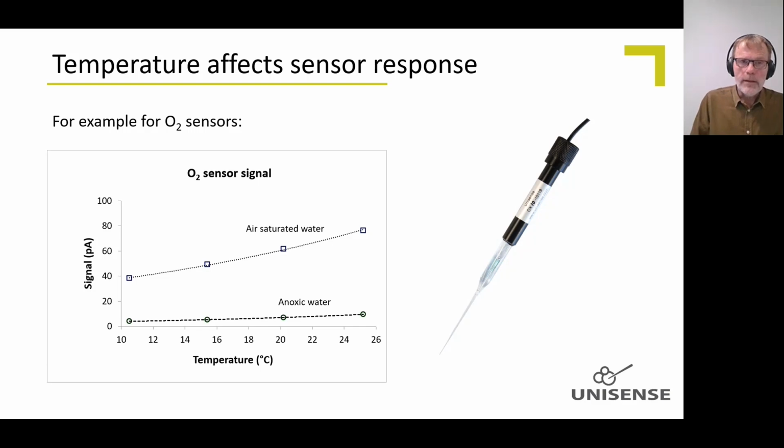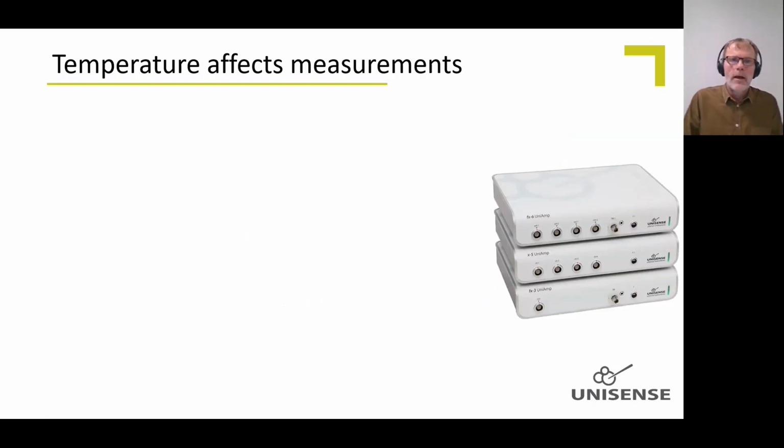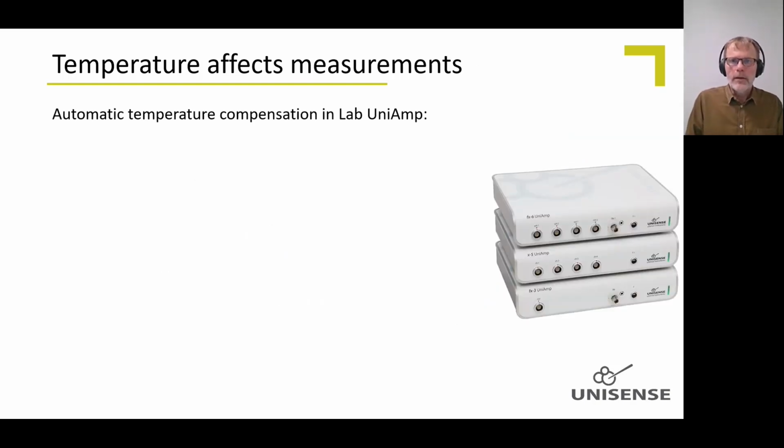So there are other things affecting the sensor response. One of the important ones is temperature. As you see here, for an oxygen sensor, the sensor signal increases with temperature for the air-saturated water, but also a little bit for the anoxic water. So the zero signal for the sensor also increases. So there are different things to consider here.